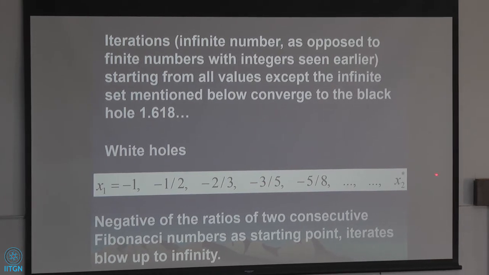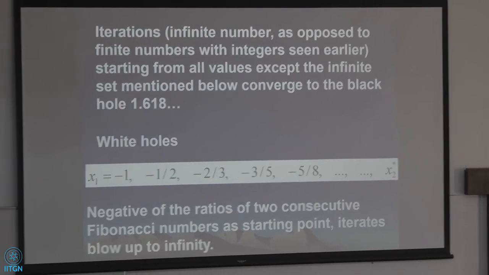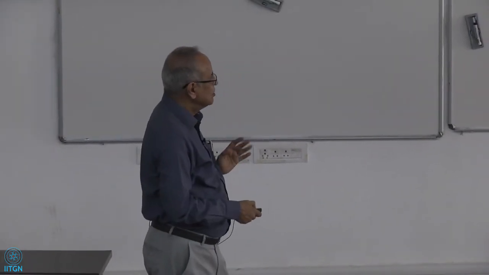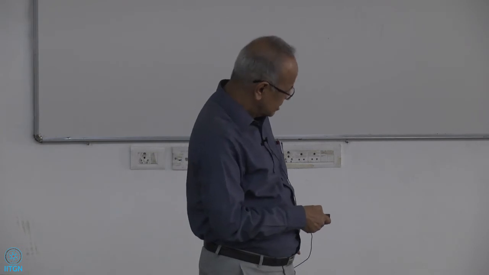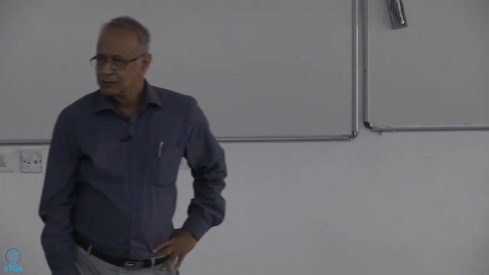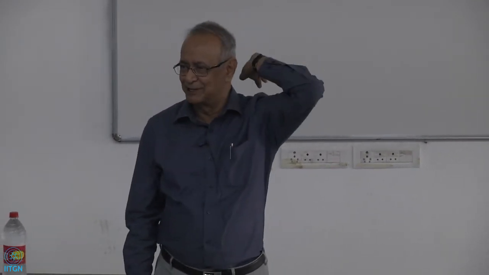So, these points, for want of a better name, let us call white holes, because black holes attract and white holes repel; that is what I mean, there is nothing like a white hole. So, all these are white holes. And if you look at these, they are negative of the ratio of two consecutive Fibonacci numbers. With such starting points, iterates blow up to infinity, and as you know the ratio of two consecutive Fibonacci numbers as n goes to infinity tends to x2 star. So, x2 star is a fixed point, but if you disturb it, it takes infinite steps to blow up.